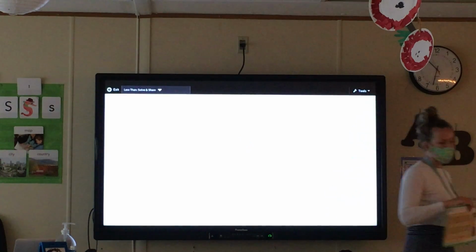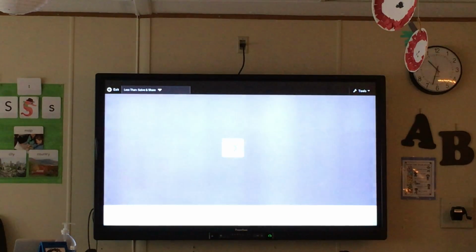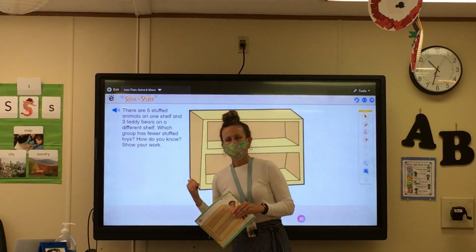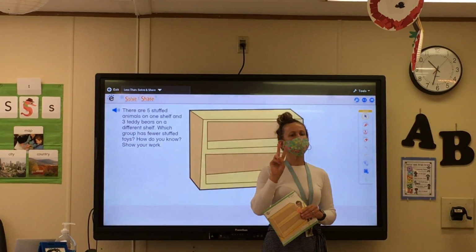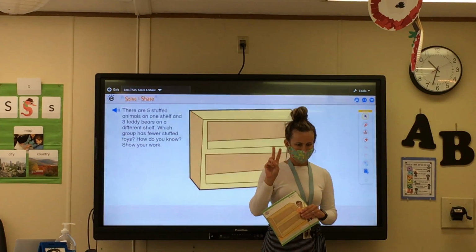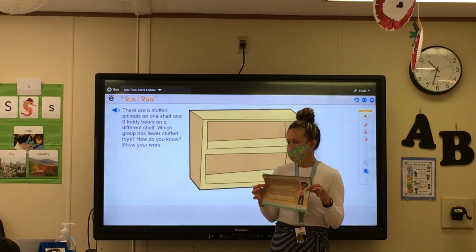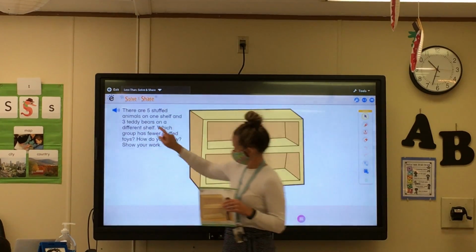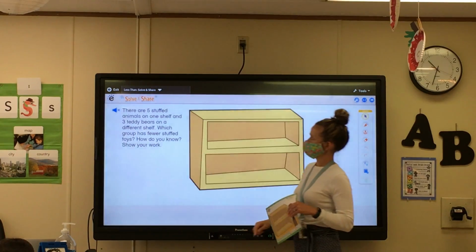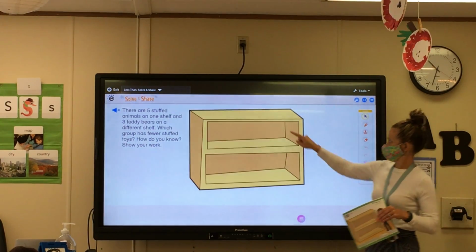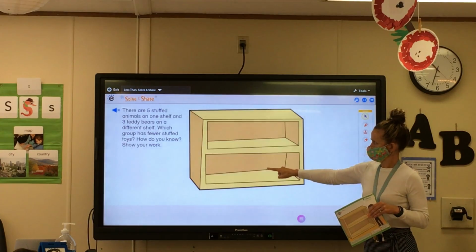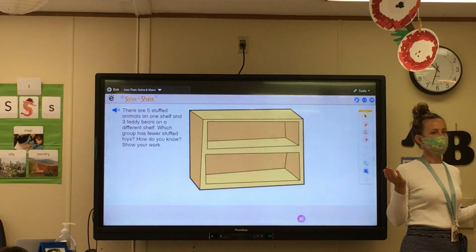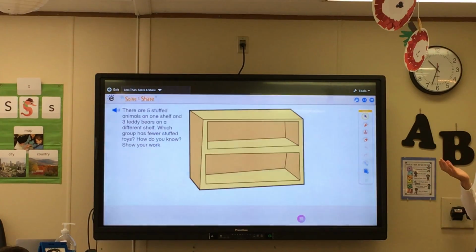All right, so on our first paper, the solve and share. We're going to be comparing 2 different stuffed animals. Okay? So you see in her hands, she has 2 different animals. Okay, so listen up to the question. There are 5 stuffed animals on one shelf and 3 teddy bears on a different shelf. Which group has fewer stuffed toys? How do you know? Show your work.